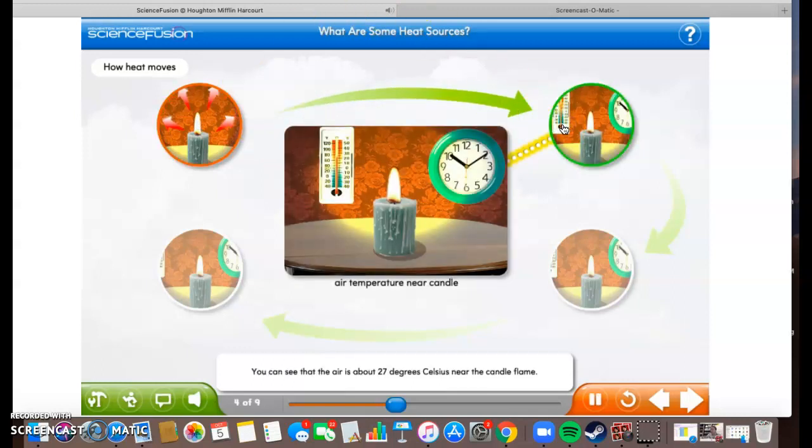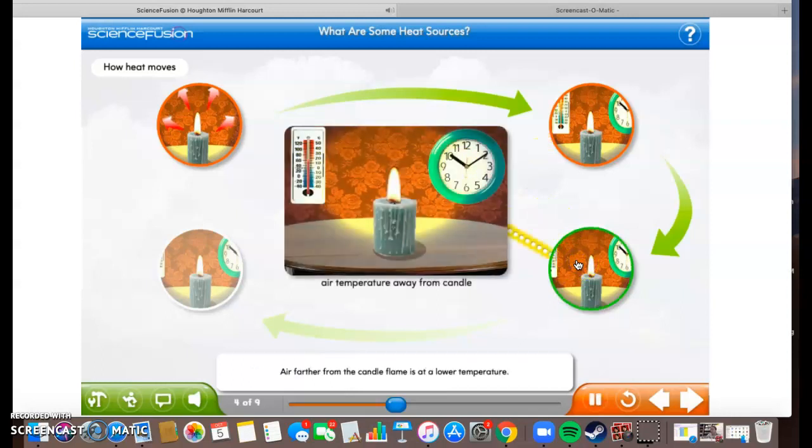You can see that the air is about 27 degrees Celsius near the candle flame. Okay, but they put a clock up here so we can see the time changing, I think. Let's see. Right now it's kind of hard to tell which one's the hour and which one's the minute hand. I think it's 10:10. Let's see what they do now. Air farther from the candle flame is at a lower temperature. No, never mind. They don't want to look at the clock at all.